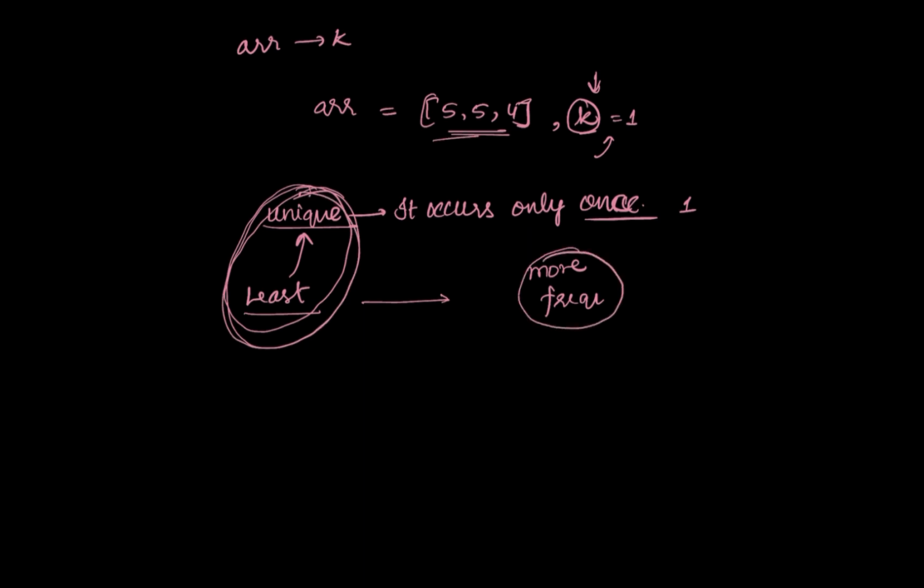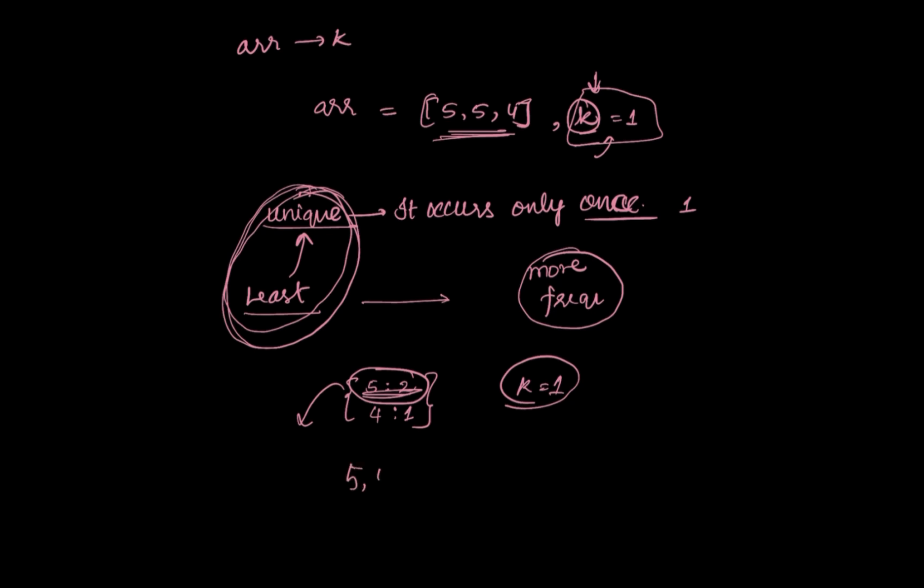Now let us first write down the frequency of these elements. You can see that 5 here occurs 2 times and 4 here occurs 1 time. Now when k is 1, it means that you can remove any one element. Let us assume that I remove one element from the 2 elements of 5. So I'll be left with 5, 4. Now what is another way? I can remove one occurrence of 4 and I'll be left with 5, 5.